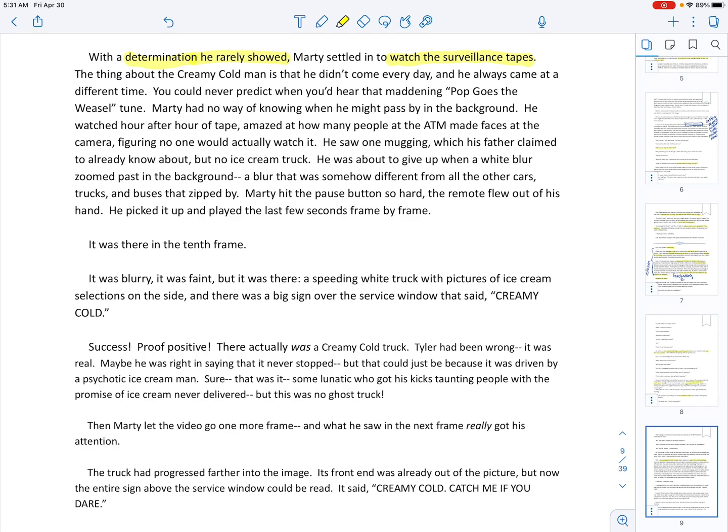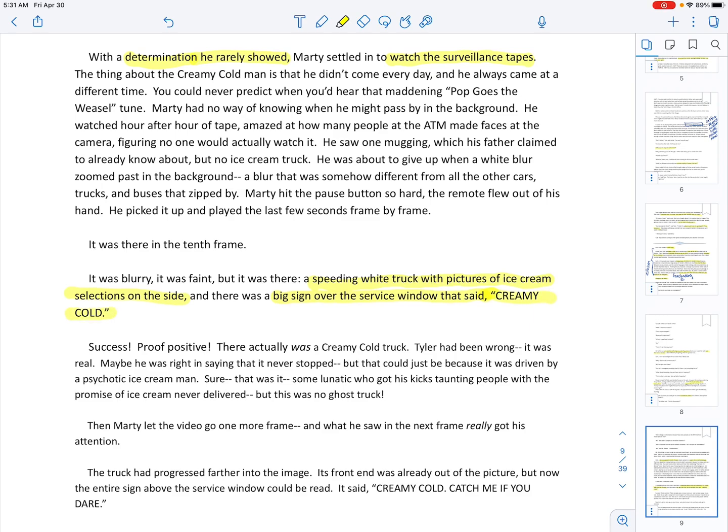He was about to give up when a white blur zoomed past in the background. A white blur that was somehow different from all the other cars, trucks, and buses that zipped by. Marty hit the pause button so hard the remote flew out of his hand. He picked it up and played the last few seconds frame by frame. It was there in the 10th frame. It was blurry. It was faint, but it was there. A speeding white truck with the pictures of ice cream selections on the side. And there was a big sign over the service window that said, creamy cold.